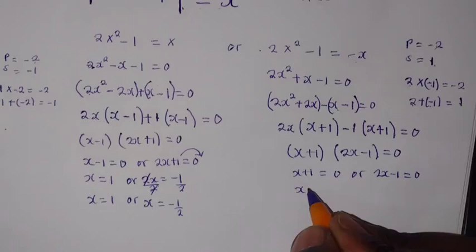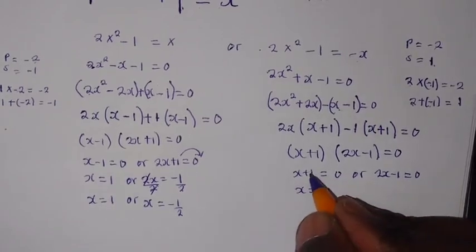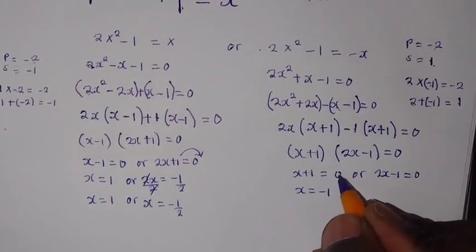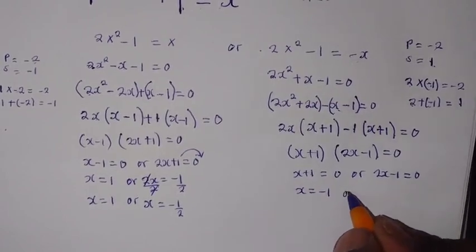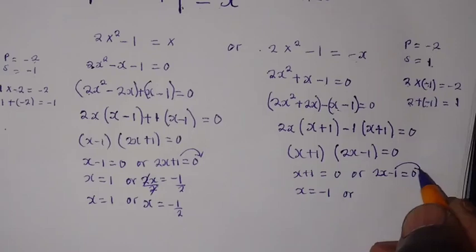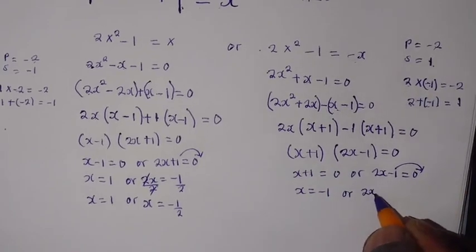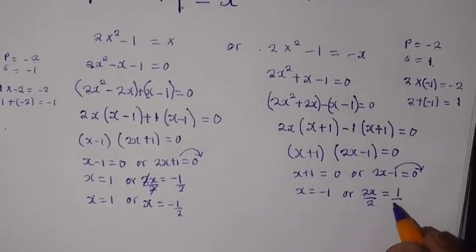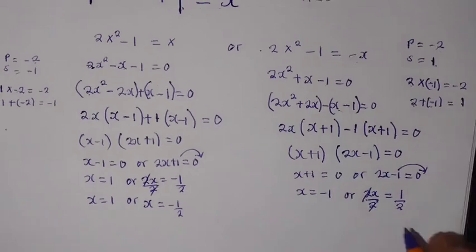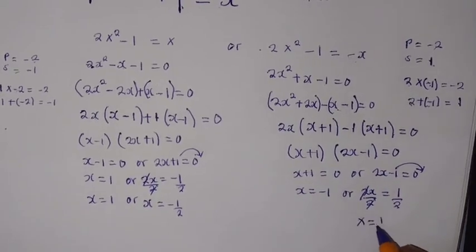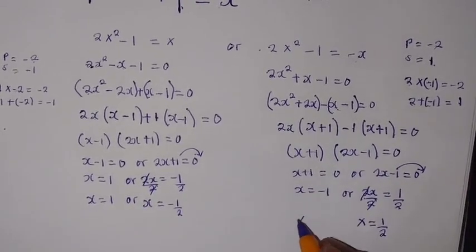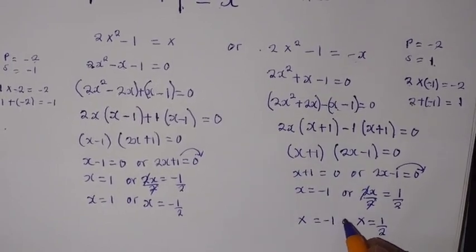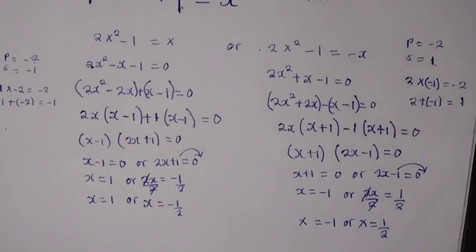So we can solve for x is equal to negative 1. When this positive 1 goes to the right hand side where there is a 0, it will be a minus. Or this negative 1 goes that side, you remain with 2x is equal to 1. So we can divide by 2. This and this will cancel. X is equal to 1 over 2. Or the first one, x is equal to negative 1, or x is equal to 1 over 2.